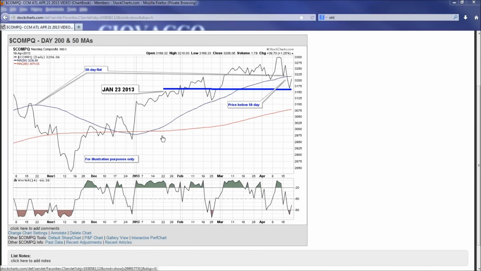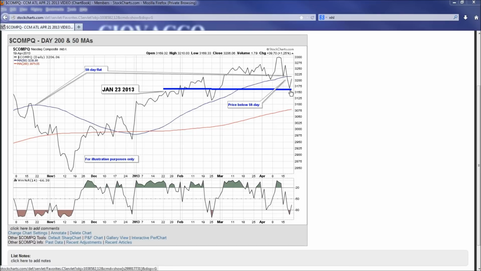This is a daily chart of the NASDAQ composite or tech stocks. You can see here in late 2012 when the 50-day moving average, the blue line here, flattened out, weakness followed. Typically, this is telling you that the intermediate term trend is neutral to weak here. Price fell after that. You can see we've got a 50-day moving average flattening out again, so this point here is similar to this point here where weakness followed.